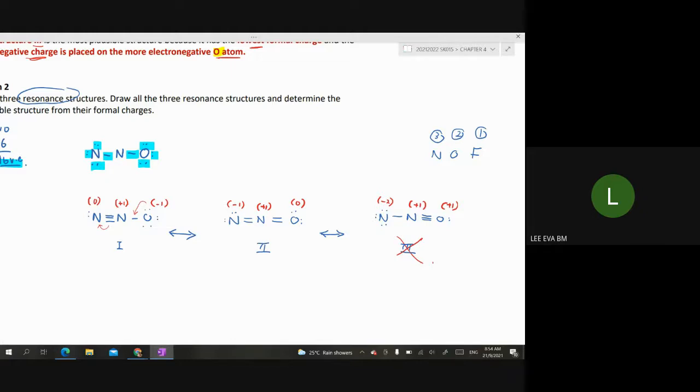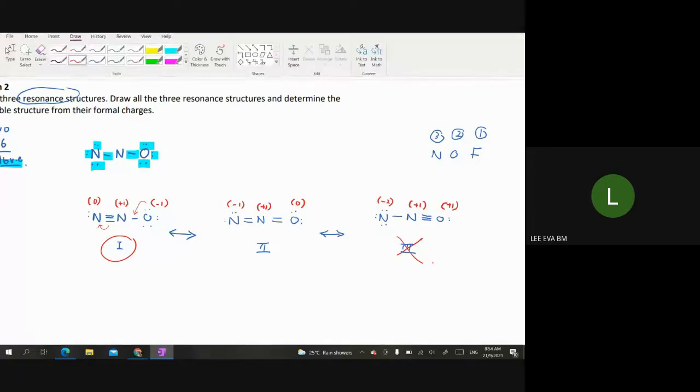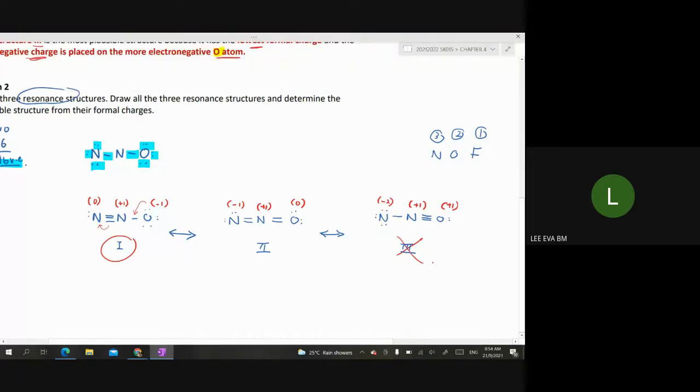Which one is most plausible? 1. The first one. Why 1? Apa ni? Electronegative. Yeah, negative charge fall on the more electronegative oxygen atom. Sebab kita bandingkan oksigen lagi elektronegatif daripada nitrogen. Okay, so jot down your answer.